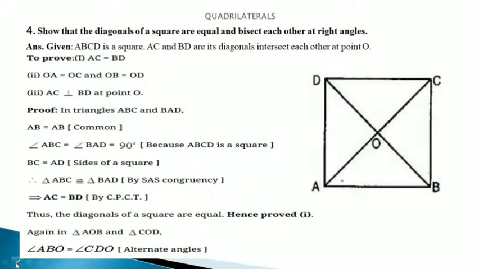Now coming to question number 4. Now question number 4 is, show that diagonals of a square are equal and bisect each other at right angles.